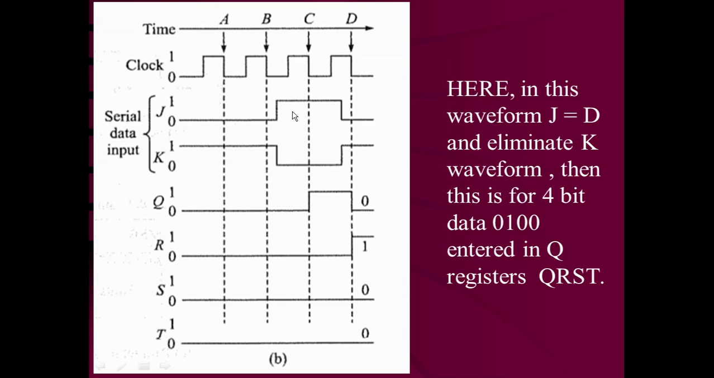So when the next clock pulse occurs at the instant of time C, what happens? This 1 will be loaded into the flip-flop Q. So Q becomes 1, or Q is going to be set, and the output of Q, which was 0, will be shifted into the flip-flop R. Output of R, which was 0, is shifted into the flip-flop S, and output of S, which was 0, will be shifted into the flip-flop T. So now QRST is going to be 1000.